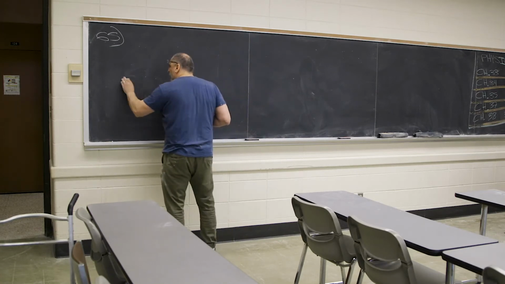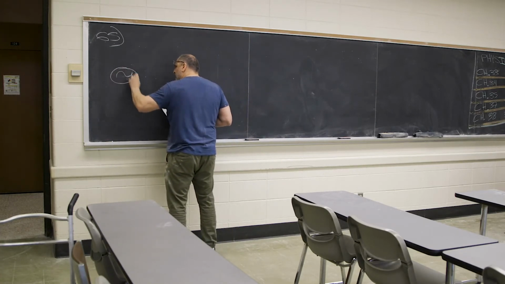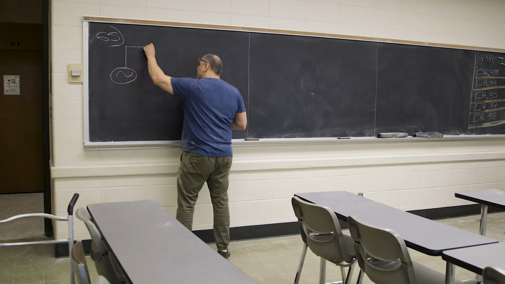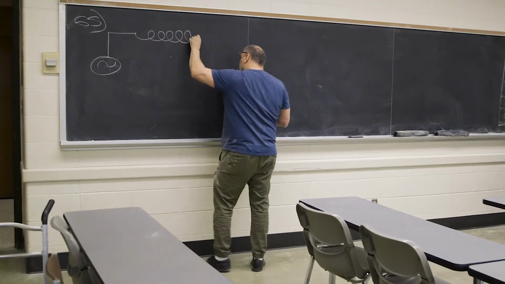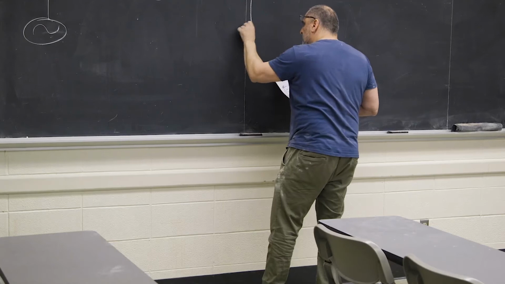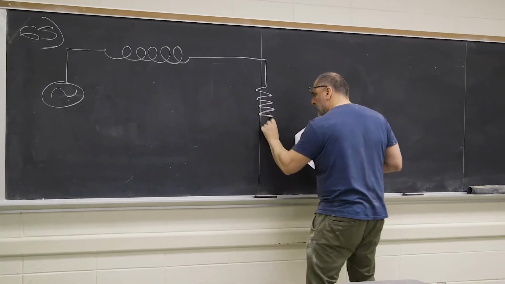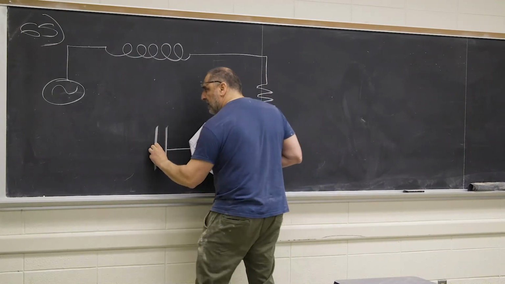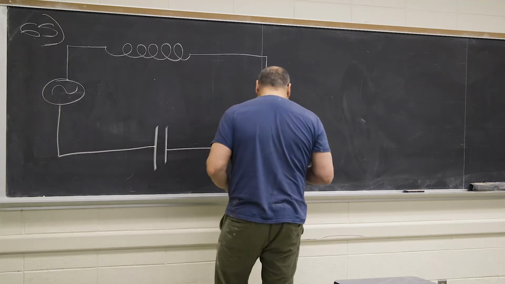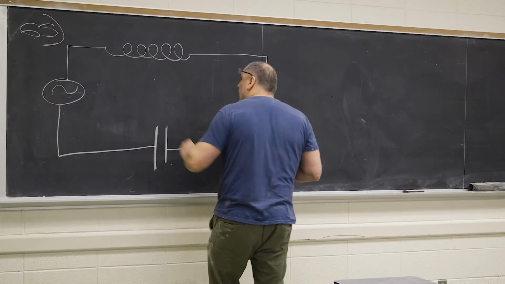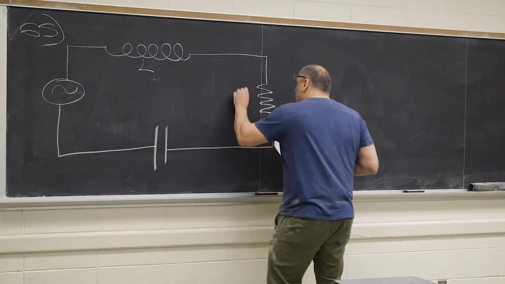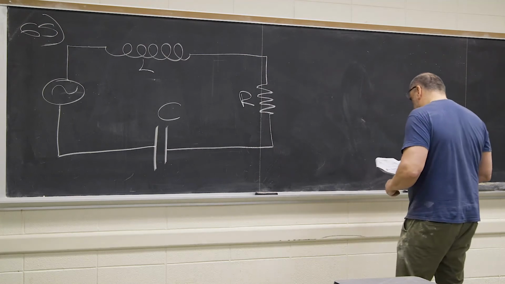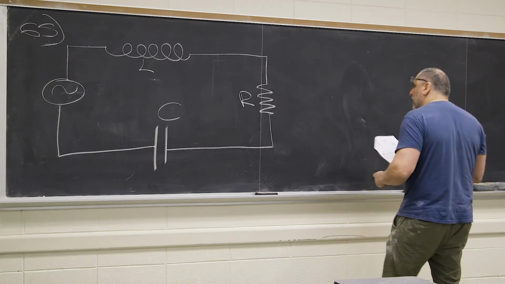We have a power source, and they put a sine wave on it because it alternates, just like a sine wave alternates. This is a symbol for an inductor. This is a symbol for a resistor. Symbol for a capacitor. And that's your RCL circuit, or RLC circuit. That is L. That is R. That is C. And they gave us some data, and we're going to run with it a little bit.